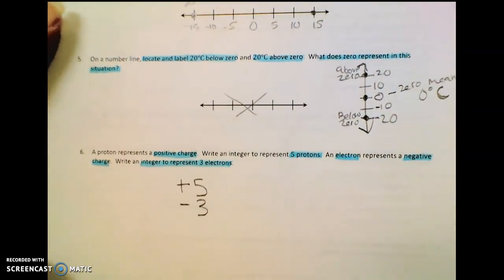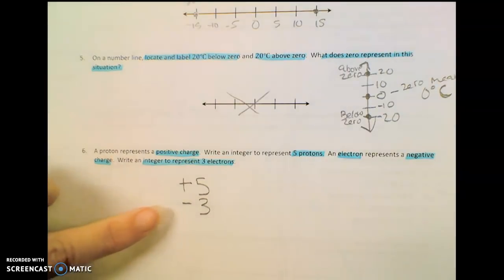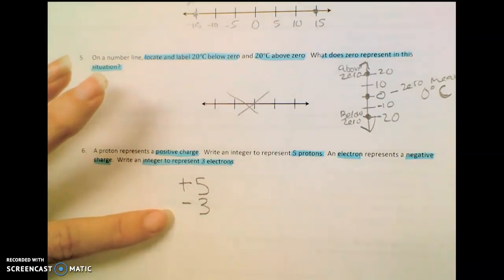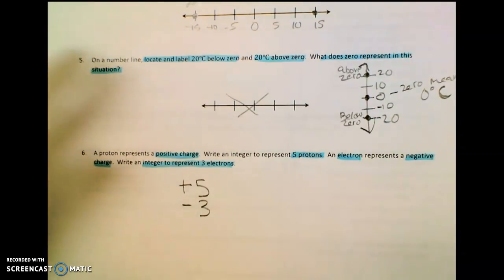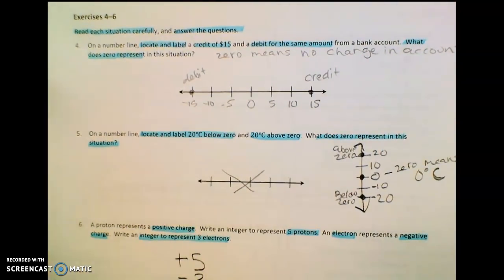Down here we add a little science in. A proton represents a positive charge. An integer represents 5 protons. And an electron represents a negative charge, so that's a -3. Write an integer to represent 3 electrons, so that would be -3 and a +5. So that is working with opposite numbers.